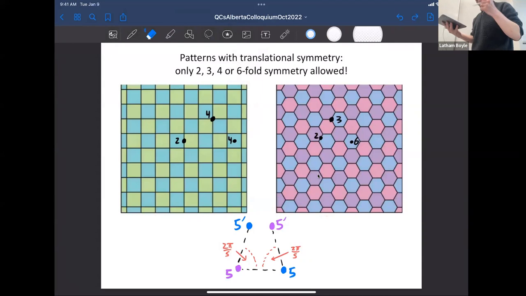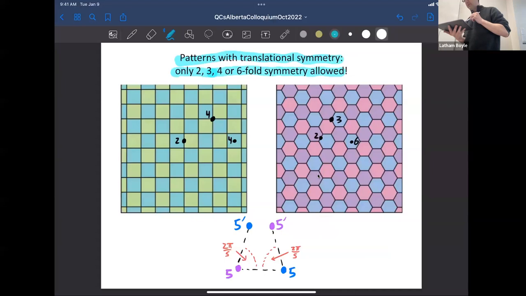Sorry about that. So there is a famous theorem that if you have a pattern with translational symmetry, then it only has points with 2, 3, 4, or 6-fold symmetry. You don't find points of 5-fold symmetry or 7-fold symmetry, etc. Here I have two famous patterns that you're all familiar with, and you can see all the examples of allowed symmetries already appearing here. If you look at the midpoint of any edge on the square tiling or on the hexagonal tiling, rotation by half of a turn is a symmetry. It carries the tiling into itself.